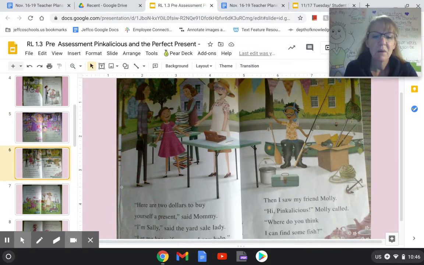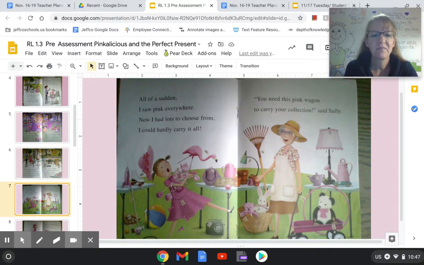Hello, darling, I said. Do you just love the opera? Here are $2 to buy yourself a present, said Mommy. I'm Sally, said the yard sale lady. Let me know if you need some help. Then I saw my friend Molly. Hi, Pinkalicious, Molly called. Where do you think I can find some fish? All of a sudden, I saw pink everywhere. Now I had lots to choose from. I could hardly carry it all. You need this pink wagon to carry your collection, said Sally.